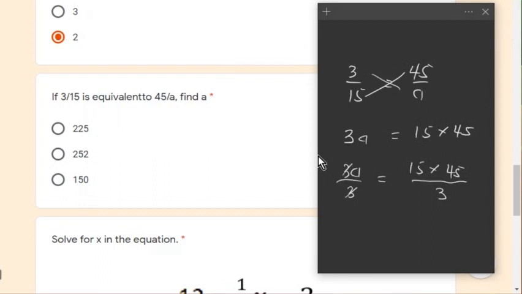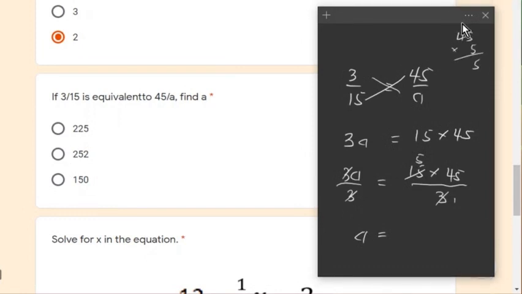So I can simplify here. 3 will divide itself once, and 3 will divide 15 5 times. So I just have to calculate 45 times 5 to get my value of a. So 45 times 5, I have 5 times 5 is 25. I have 2 in hand, and then 5 times 4 is 20, plus 2. So the answer is 225.